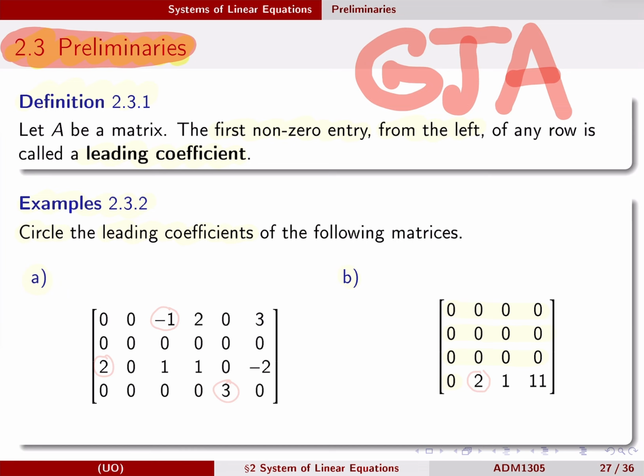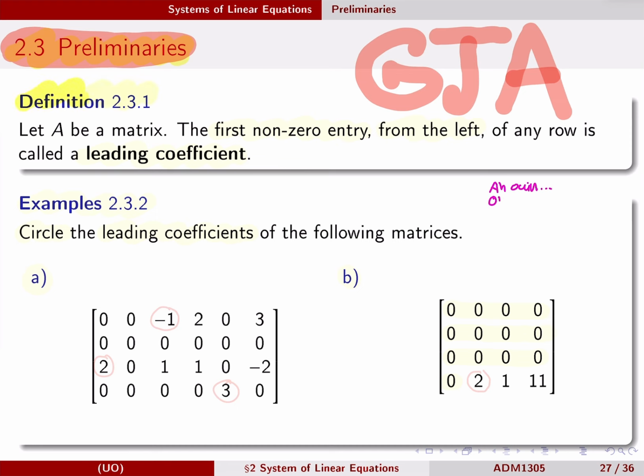That section could have been in chapter one where we talked about matrices, but it could have felt a bit out of place. But it is something that we define on matrices. So we're not really thinking about systems right now. These definitions are really for matrices in general.